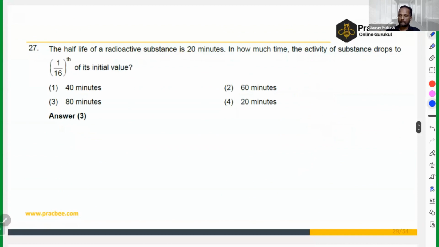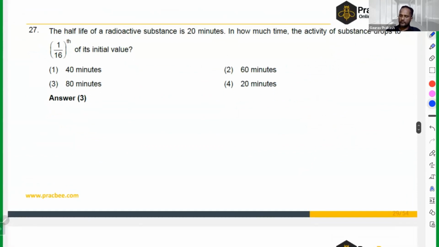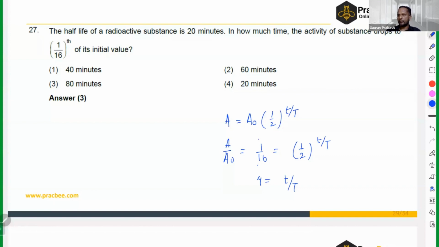The half-life of a radioactive substance is 20 minutes, and how much time for the activity of the substance to drop to 1/16. So we know that A is equal to A naught into (1 by 2) to the power t upon T, where capital T is the half-life. So A upon A naught is given in the question as 1 by 16. This is (1 by 2) to the power t upon 20. So I can write 4 is equal to t upon T because 1 by 16 is nothing but 1 by 2 to the power 4. So basically time is 4 times the half-life. Half-life is 20 minutes. So it comes out to be 80 minutes.